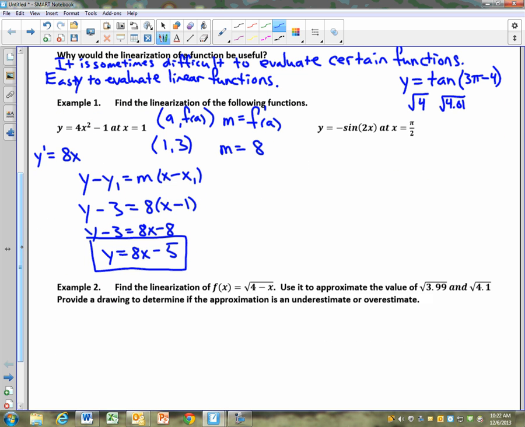Y equals negative sine of 2x at x equals pi over 2. We want to find the linearization of the function at that given spot. So I need a coordinate and I need slope. First I have pi over 2. I've started throwing more trig because we need more exposure to it. So anybody know what the sine of 2 times pi over 2 is? Sine of pi is 0.